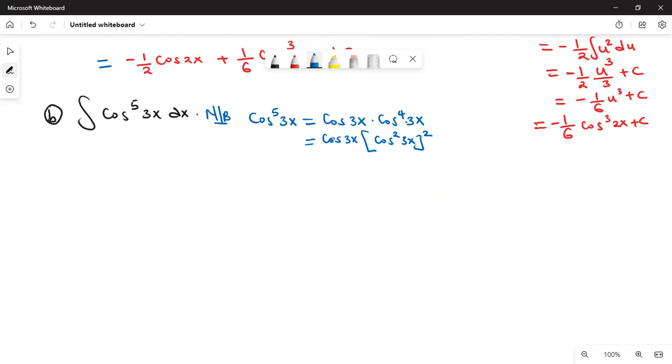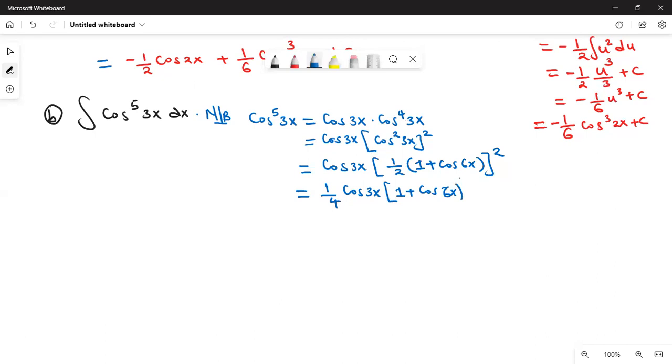And we know cos squared 3x, so this is equal to cos 3x in bracket, cos squared 3x the same as 1 over 2 into 1 plus cosine of 6x. Remember, this is squared. So when you square 1 over 2, you get 1 over 4. So this will now give you 1 over 4 cos 3x times 1 plus cos 6x. And this is squared.